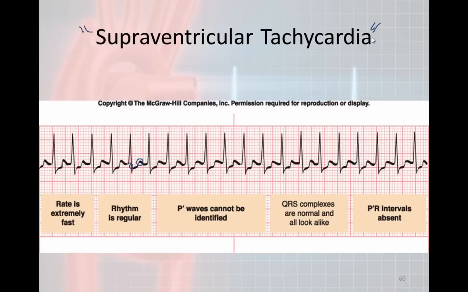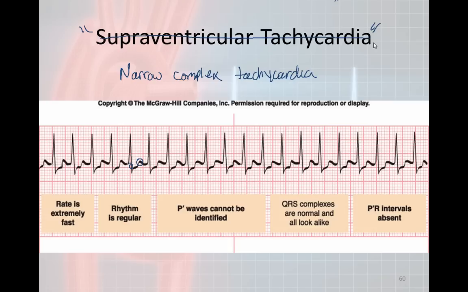But if you look at this and you see this, ideally you'd want to identify this as a narrow complex tachycardia. I would like us to do away with this term completely, but there's still a lot of people out there that still use this term.